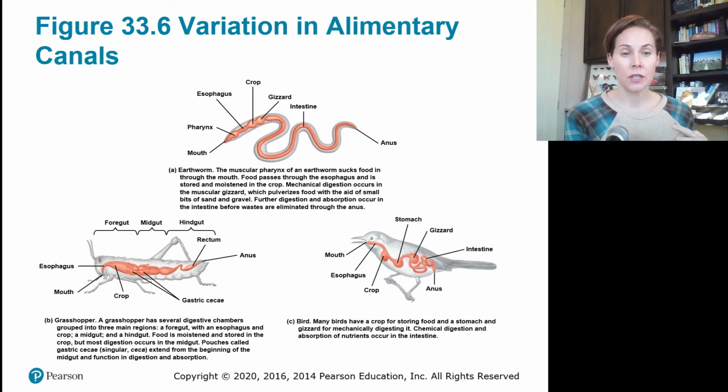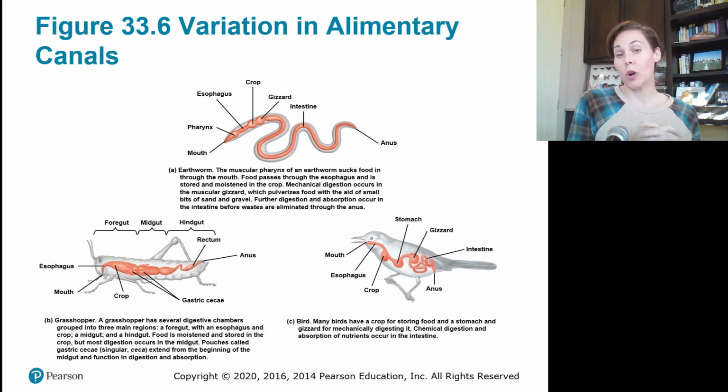In insects, it's a little bit more complex because they're a more complex animal. In through the mouth, they do have a crop. They have something called gastric ceca, which produce enzymes to help break that food down. And their gut is separated into the fore, mid, and hindgut. They have a rectum, which is able to squeeze the extra moisture out of the food, and then it comes out the anus.